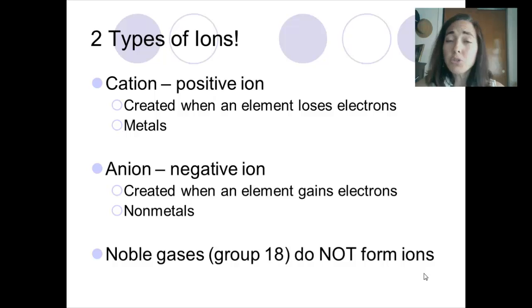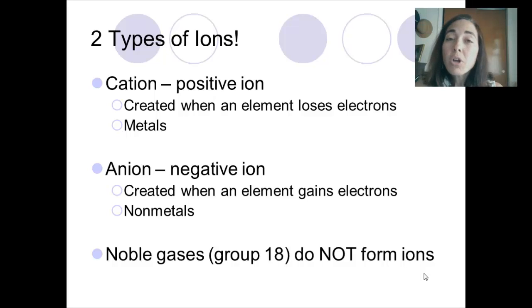There are 2 types of ions. The positive ones are called cations, and the way that I remember that is that the T in the middle of the word cation is like a plus sign. Cations are formed when an element loses electrons, and the elements that typically do this are your metals. The negative ions are the anions. A little mnemonic to help you with that. The word anion is a negative ion. It's created when an element gains extra electrons. And this typically happens with your nonmetals.